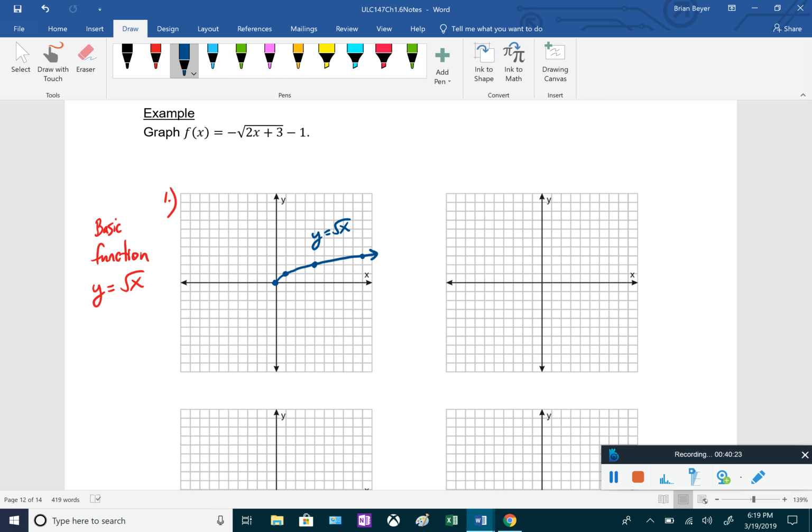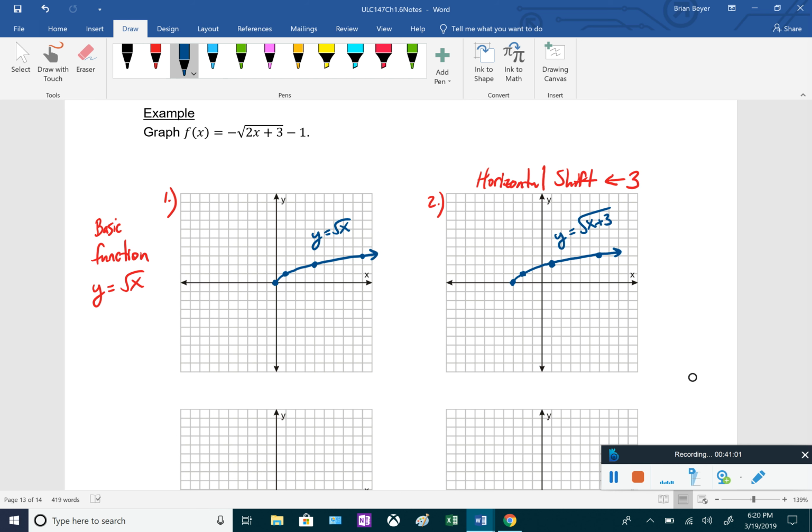Okay, so next, making sure we're going in the proper order, we're going to check if there is a horizontal shift. There is a horizontal shift. There is that +3. So there's this +3 right here, which means we're moving everything to the left 3 units. So we're going to take every point that we just plotted and move it to the left 3. And we'll end up with this. So this is going to be y equals the square root of x plus 3.